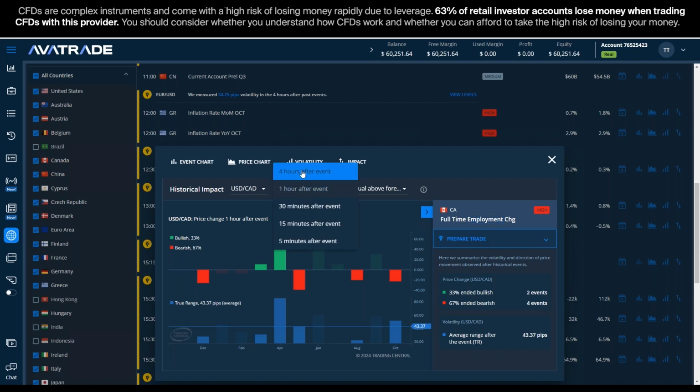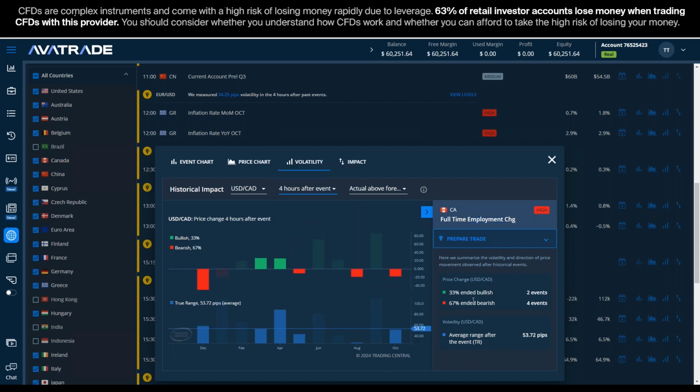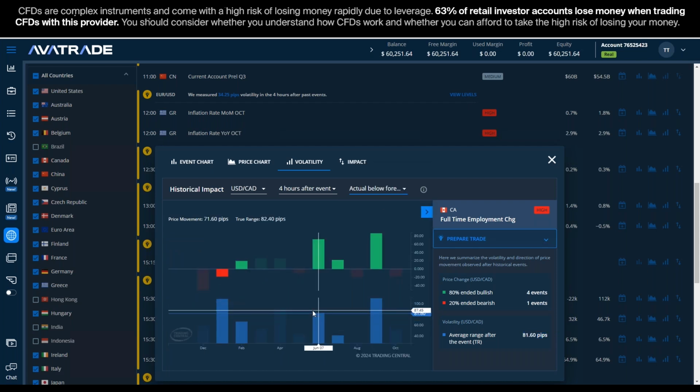What about after 4 hours? Okay, still 67% of the time with an average range movement of 53 pips. And one of these went much further, okay, than the others. But 4 of them went in that direction. Okay, so what if it comes in below forecast? Look how pronounced the opposite effect is, and even stronger. So now we're talking 80% of the time, the Canadian dollar weakens if the employment change is below forecast.